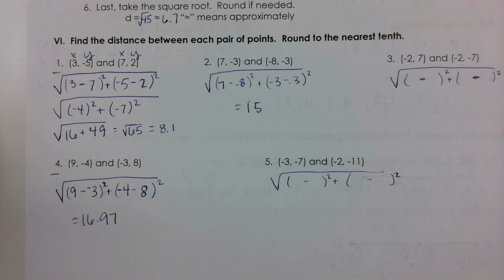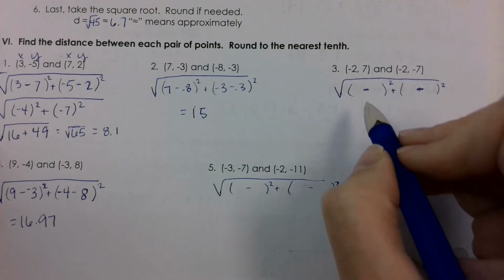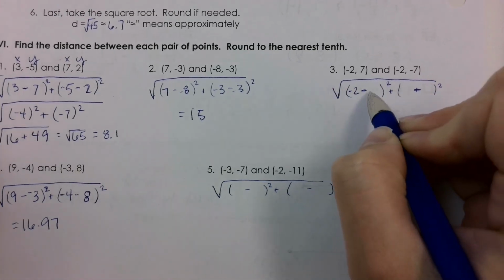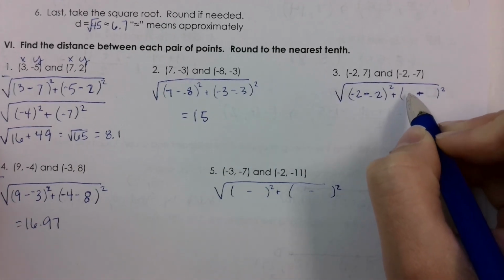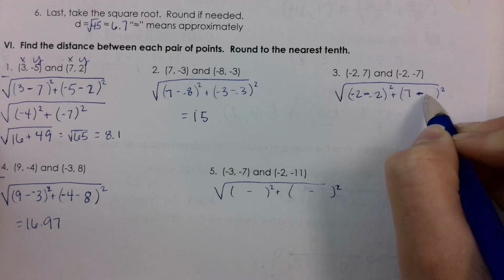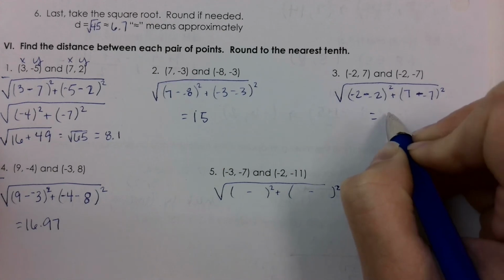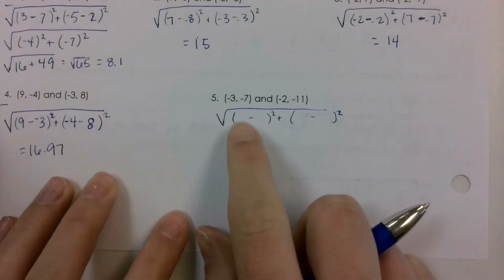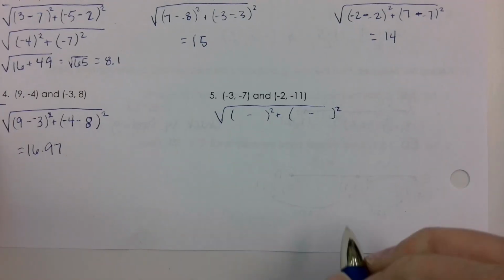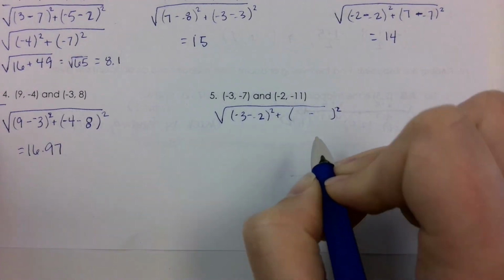For number 3, Catherine, what'd you put in the first set of parentheses? Good. Tori, what goes in the second set? 7 and negative 7. Good. Michael, what was our answer? 14. Questions on that? We all right? Okay. Chloe, what goes in the first set of parentheses for number 5? Negative 3, negative 2. And Noah, what goes in the second set?